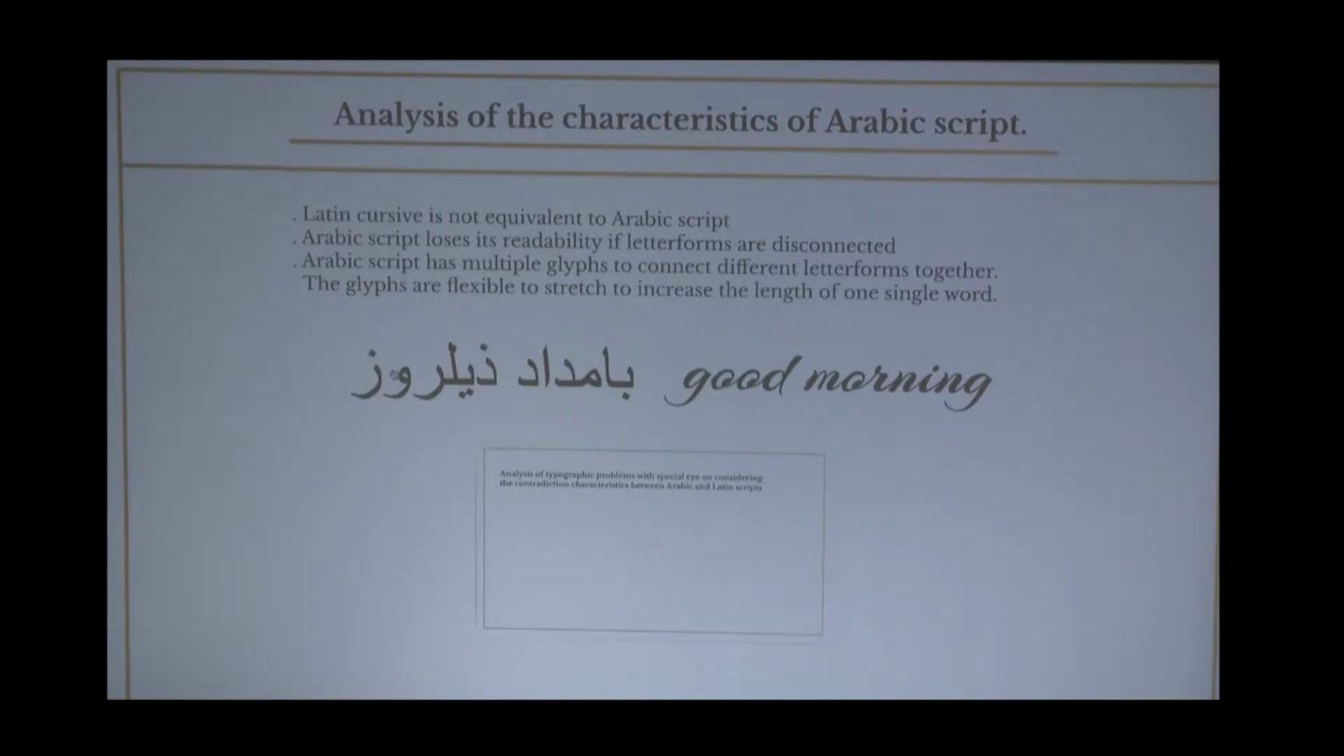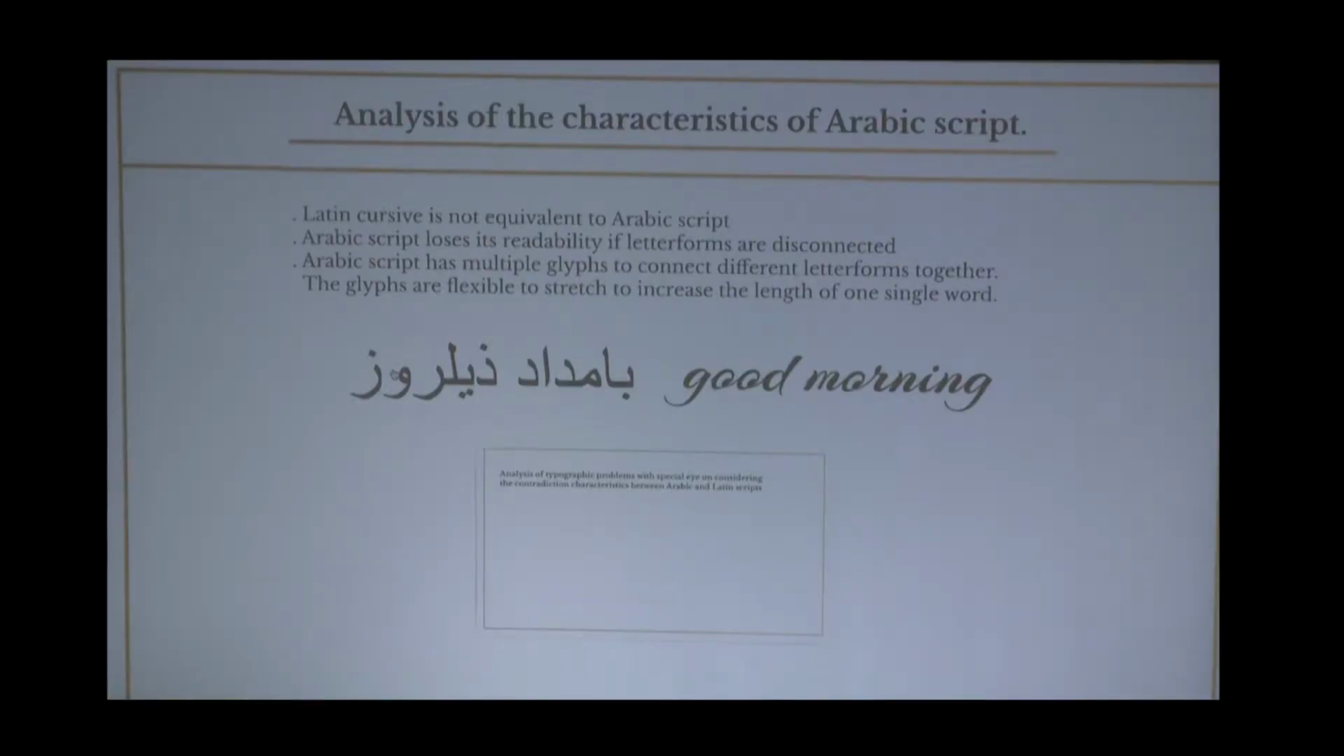It's different to Latin cursive because Latin cursive was created for the aim of faster writing, but Arabic by nature is cursive. We don't have any other style of Arabic. The other important issue to notice is that Arabic loses its readability if the letter forms are disconnected. So in all cases, it's connected and cursive. And there are multiple glyphs. When we want to join one letter form to another, it's connected by glyphs.